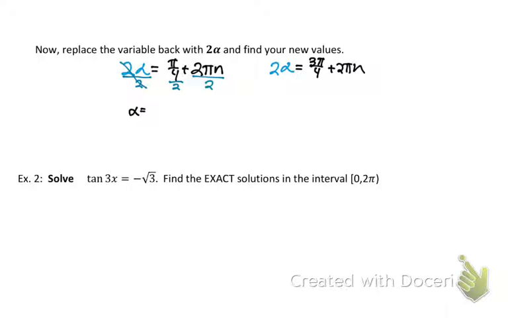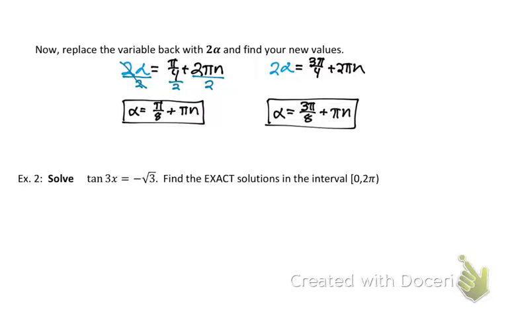So this is going to give you pi over 8. Oh, you can't just leave it like that? No, you should simplify. Plus pi n. For the other one, we're going to divide everything by 2. We're going to have alpha equals 3 pi over 8 plus pi times n. I guess I could write on there that what I did was divide everything by 2, divide by 2, divide by 2, and that's simplified and you are done.